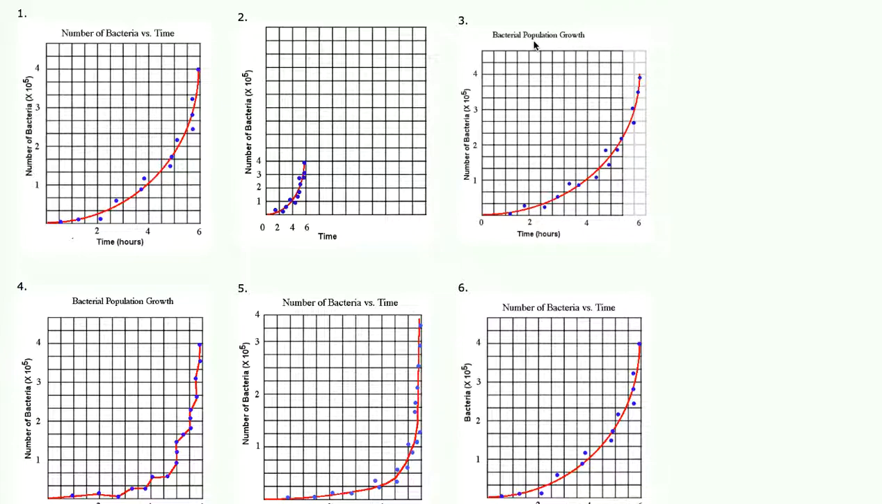So otherwise, it has a label on the y-axis, label on the x-axis. This is a very poor title. You'd lose 1 point for the title. The title should always be y versus x. This title is just bacterial population growth. That's the y-axis, what's the x-axis? So this graph has multiple problems.